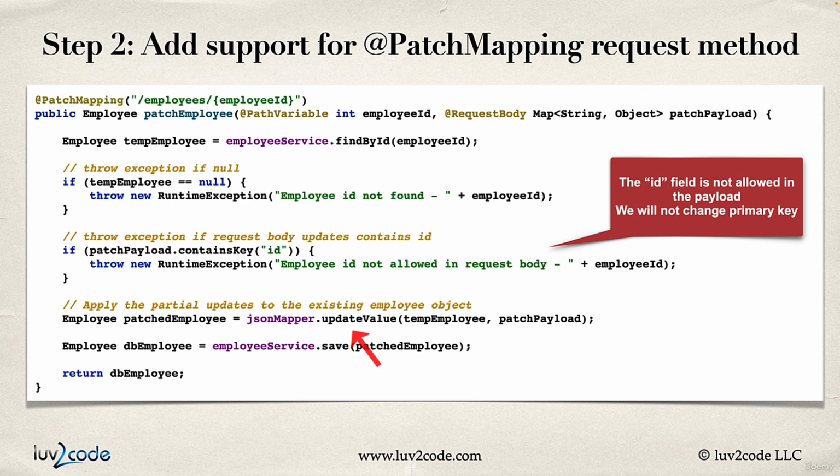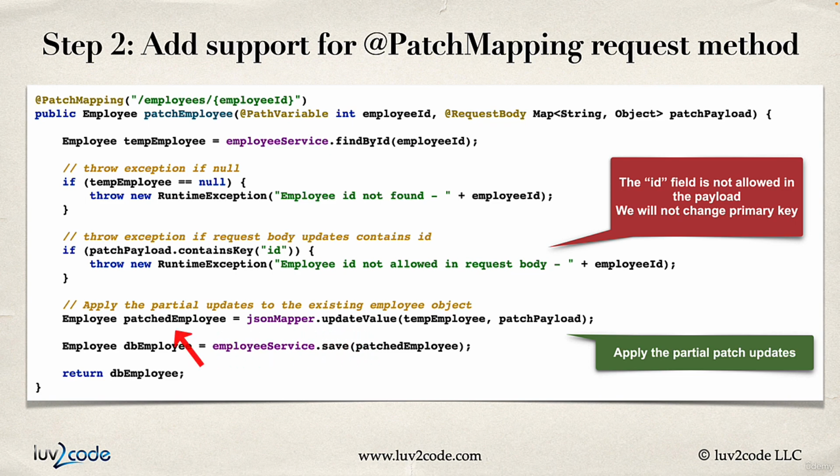And then moving on down, we make a call to this method updateValue. So we make the call and then we pass in the temp employee and the patch payload. And we basically want to patch that employee or apply the partial updates to that employee based on the information that came in from that patch payload. And we assign it to a patch employee over on the left-hand side. And then once that employee is patched, then we simply say employeeService.save to actually save that to the database. And then we return the database version of that employee.